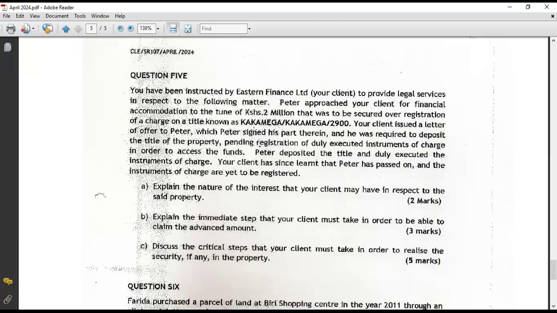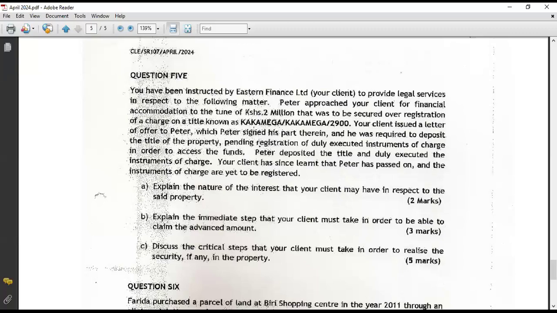Helen? Give it a try. I think the answer she said is similar to what I was thinking. So this question is testing you on informal charges. You must know the difference between formal charge and informal charge.